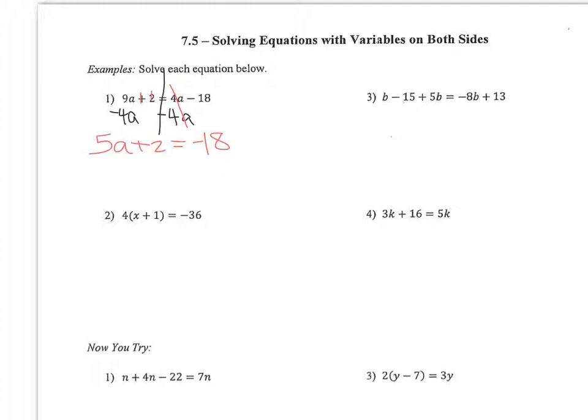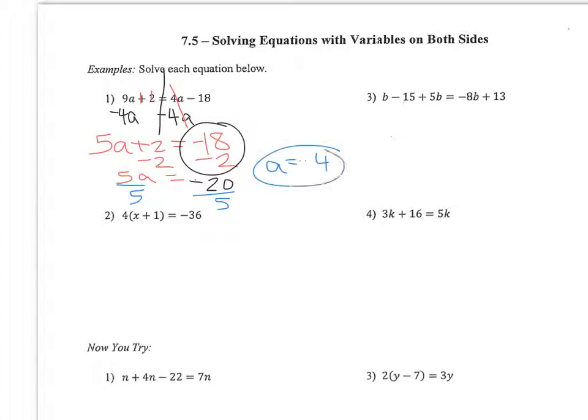So now it becomes a two-step problem where first you want to subtract 2 from each side. So I'm going to subtract 2 here and here. So now you have 5a equals, this is negative 20. So divide both sides by 5. And a is negative 4. That's my answer.